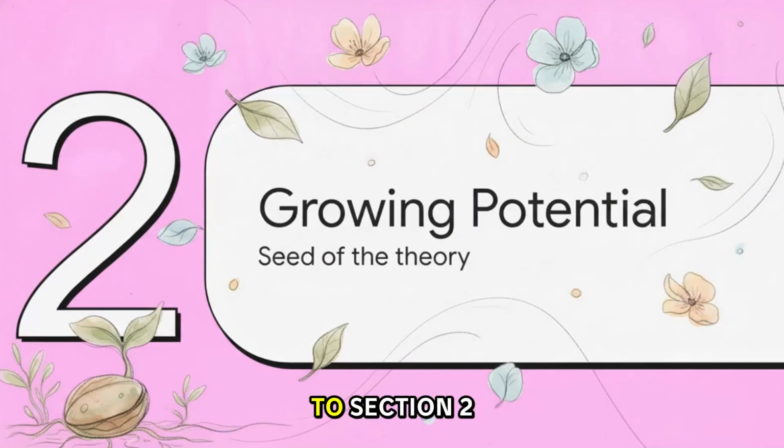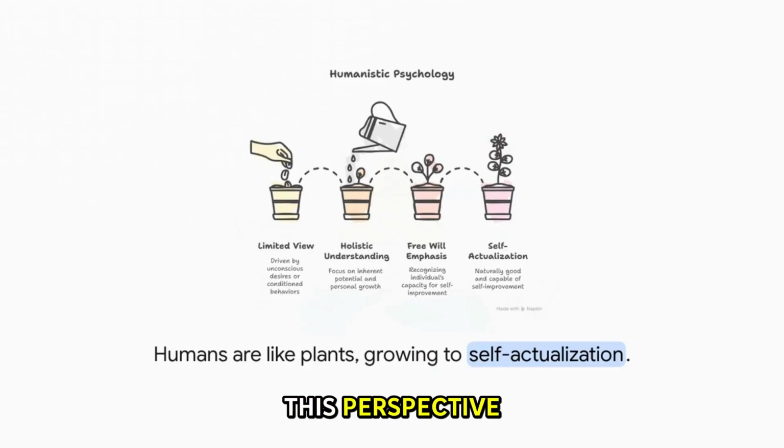Moving right along to Section 2, growing into your potential, the seed of humanistic thought. To really wrap our heads around this perspective, early pioneers loved using this specific metaphor, a growing plant. And this brilliantly illustrates exactly what we mean. You start with that tiny seed, which represents that limited, mechanical view we were just talking about. But then you add holistic understanding, acting as the watering can, and it sprouts. It turns out we are inherently designed to grow. We have the free will to reach upward and literally, just like a healthy plant, blossom into our ultimate selves. This is that state known as self-actualization.